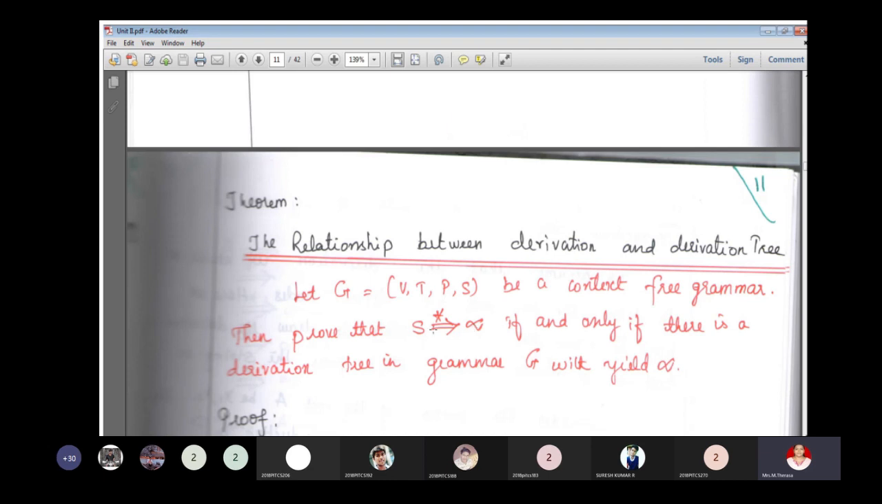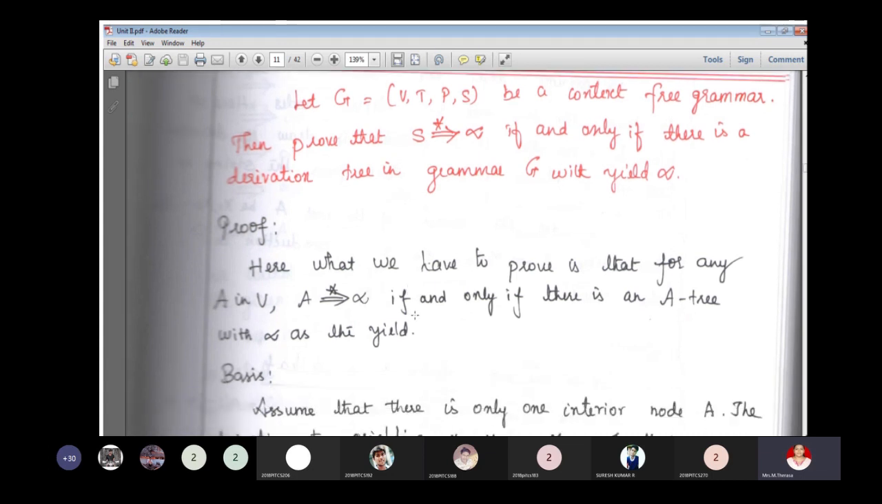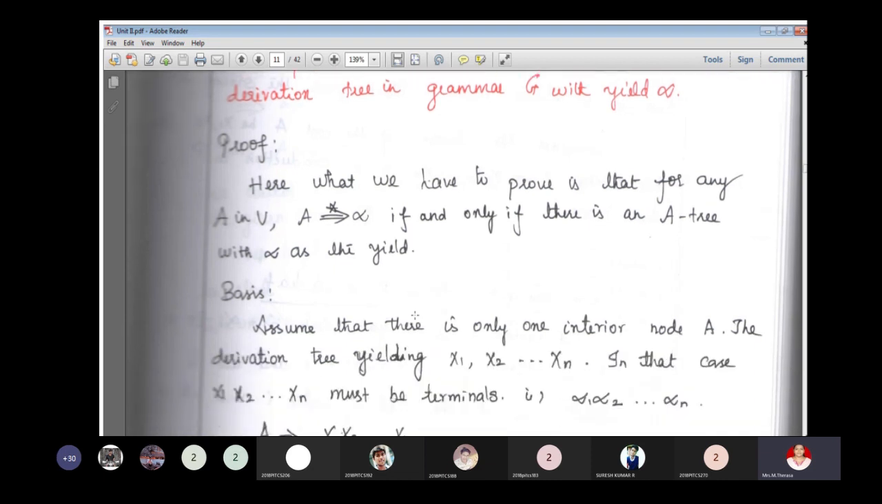If so, we can construct a derivation tree from the grammar G which can produce alpha. Yield is nothing but when we collect the leaf nodes from left to right. So how can we prove this? Here what we have to prove is that for any A in V, A derives alpha if and only if there is a tree with alpha as the yield.